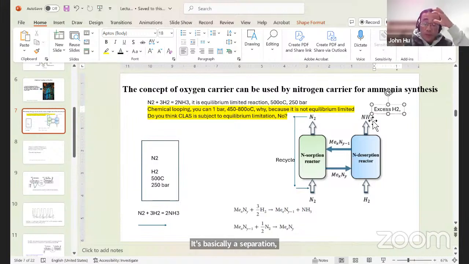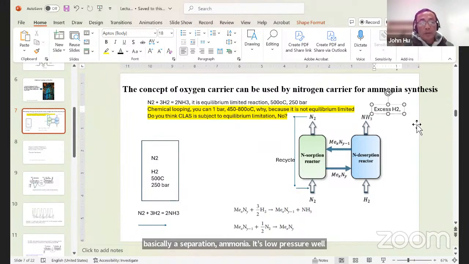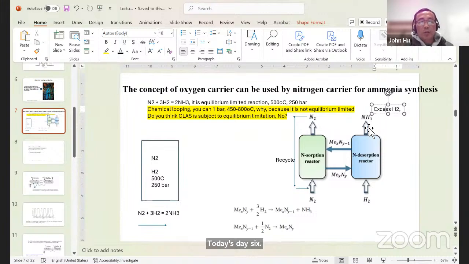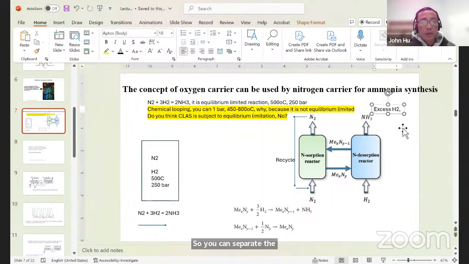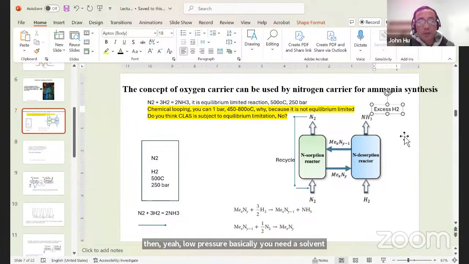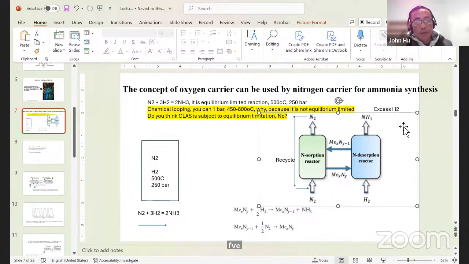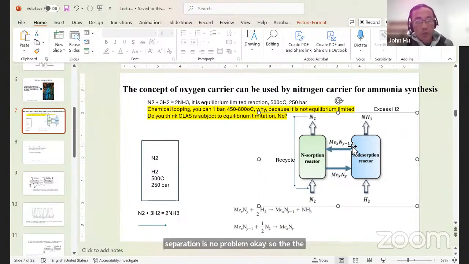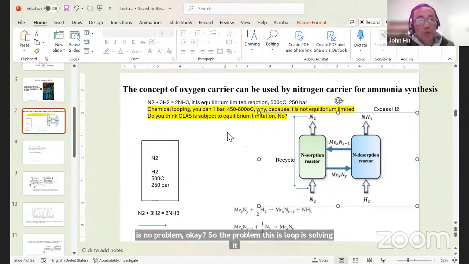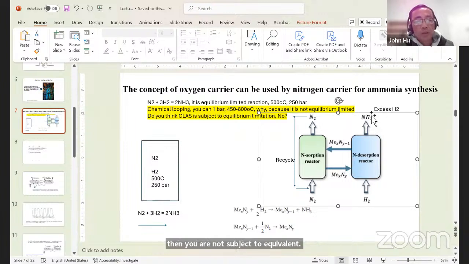Well, on day 6, day 7 or day 8, I'm going to talk about the low pressure ammonia separation technology. So you can separate it. Basically, you need a solvent to separate the ammonia. Separation is no problem. The problem this loop solves is that you never have hydrogen and nitrogen see each other, so you are not subject to equilibrium. That's the beauty of chemical looping. Separation is a given. You can use any technology to separate.